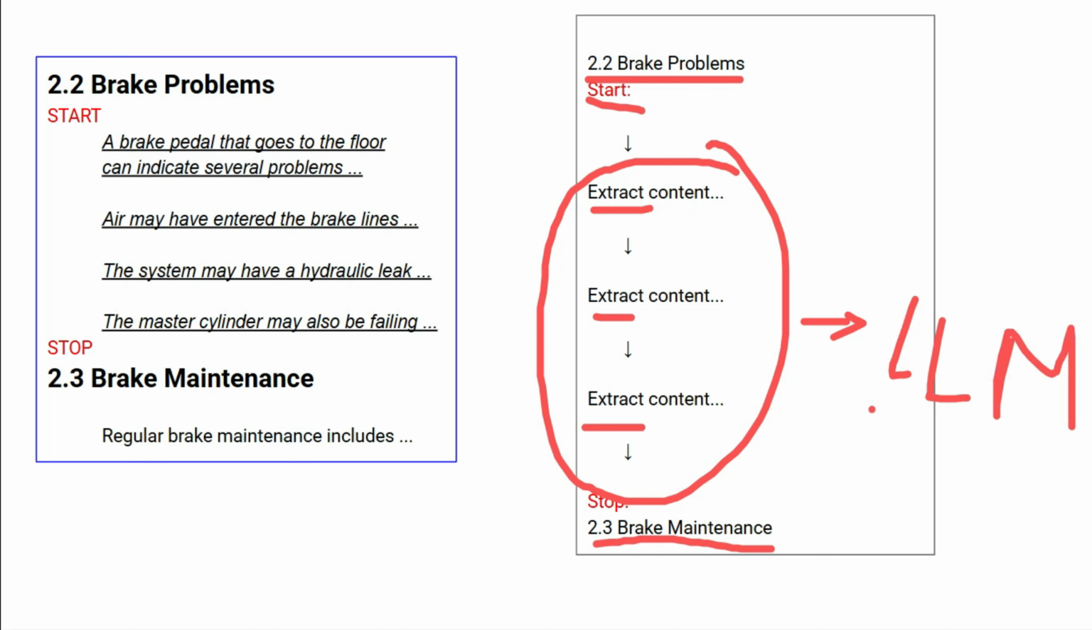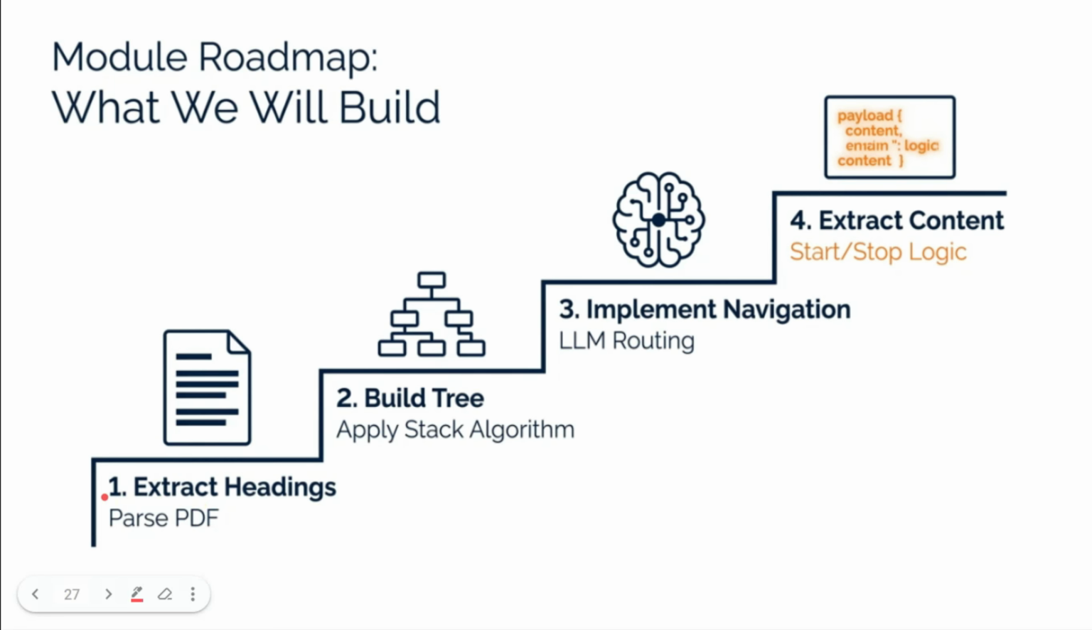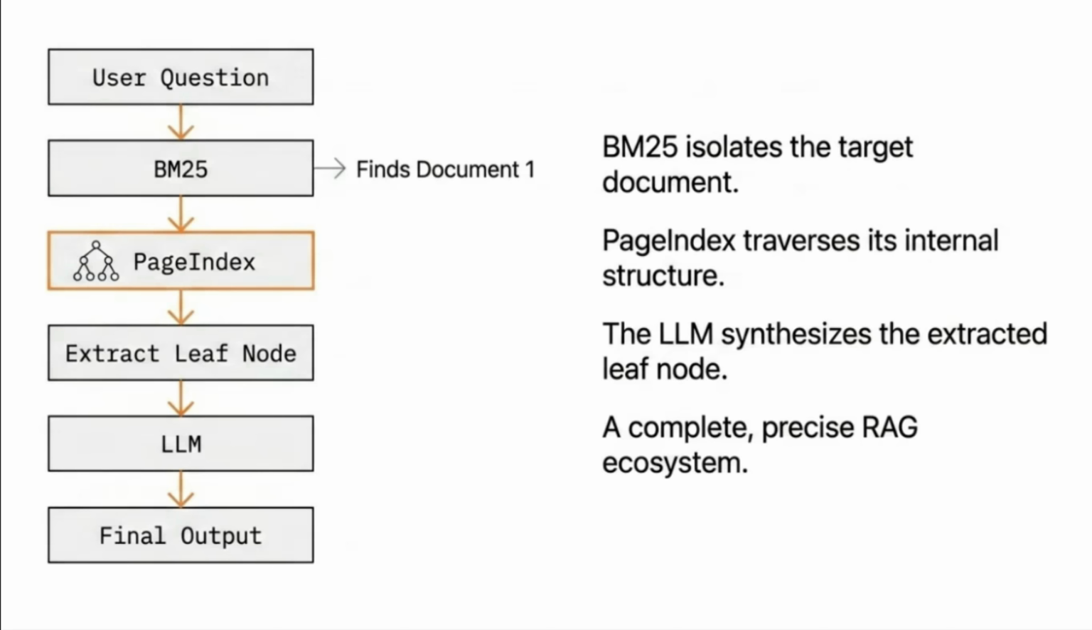So now let's put everything together. Page index starts with the document. First, we extract the headings, then we build the tree. Then the LLM navigates the tree and chooses the most relevant branch. Then we continue navigating until we reach the appropriate leaf node. And finally, we extract the content from that leaf. So our process looks something like this.